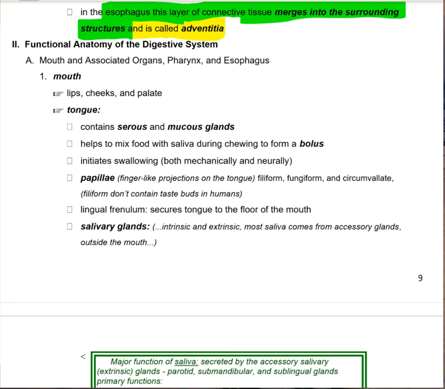So we're starting there at the mouth, and we're not going to spend a lot of time on these areas. We're going to spend more time in the stomach and the small intestine, where a lot of the action is occurring. But there are a few things we want to say about the mouth. We have the tongue, which is an accessory organ going into the mouth. There are serous and mucus glands in and around the tongue. The tongue helps mix the food with the saliva produced during chewing to form a bolus of food.